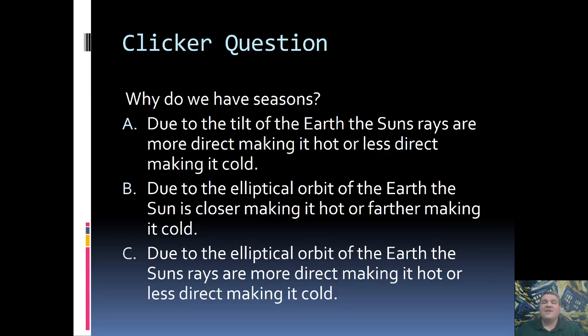All right, here is our fourth lecture quiz question. Why do we have seasons? A, due to the tilt of the Earth, the sun's rays are more direct, making it hot, or less direct, making it cold. B, due to the elliptical orbit of the Earth, the sun is closer, making it hot, or farther, making it cold. Or C, due to the elliptical orbit of the Earth, the sun's rays are more direct, making it hot, or less direct, making it cold. Go ahead and think about it, and we'll discuss in just a bit.